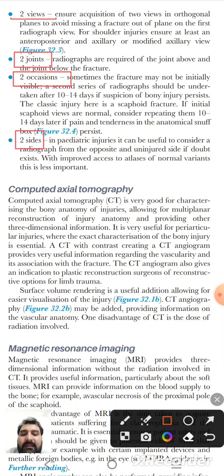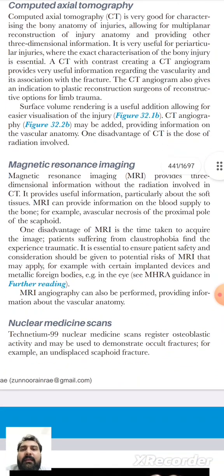Then comes the CT scan. CT axial tomography (CT) is very good for characterizing the bony anatomy of injuries, allowing for multiplanar reconstruction of injury anatomy and providing other 3D information. It is very useful for periarticular injuries, where the exact characterization of bony injury is essential. In periarticular injuries, while operating, we need to restore the exact anatomy of the articular cartilage, because a few mm step of articular cartilage can lead to osteoarthritis later on. So it is very important.